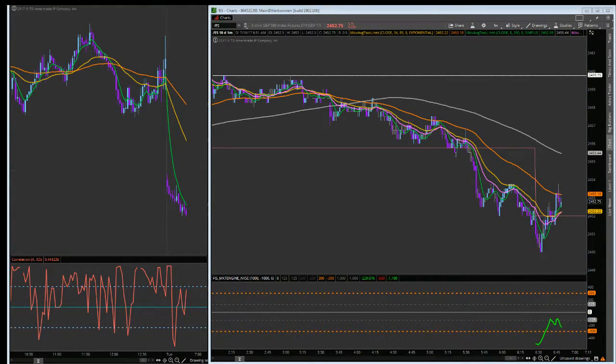Okay, let's take a look at, we've got both the bonds have pulled off, gold's pulled off, meaning they've come down. Crude's come down, flattened out.